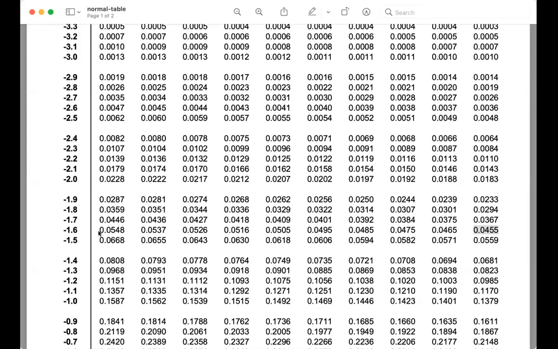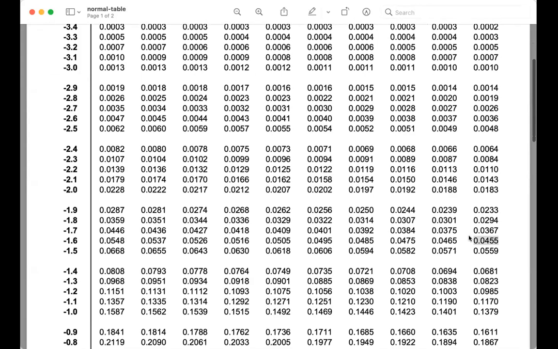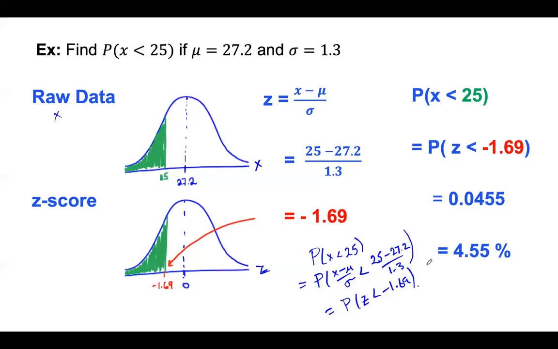So negative 1.69 is right here. Negative 1.6, and then the next digit is a 9. So you read it down. So the probability is 0.0455, which is right here. Is that probability all in here? Which translates to 4.55%.